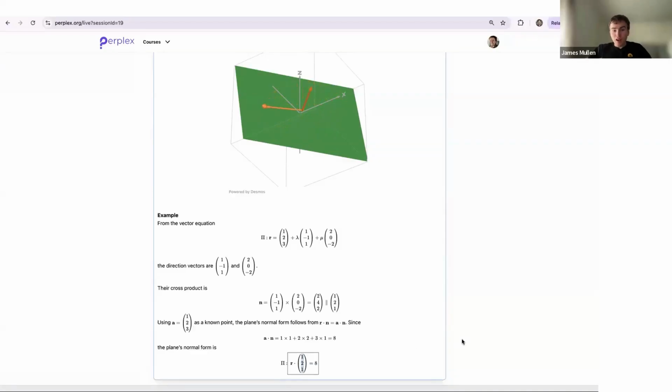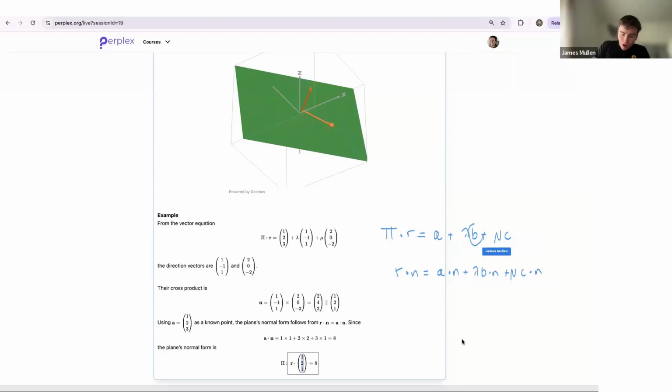And let me maybe explain why that formula holds, okay? So I want you to imagine any point in the plane, right? In the plane, I have the points R, which are A plus lambda B plus mu C. And if I take the dot product of that with n, I'm going to get A dot n plus lambda b dot n plus mu c dot n.